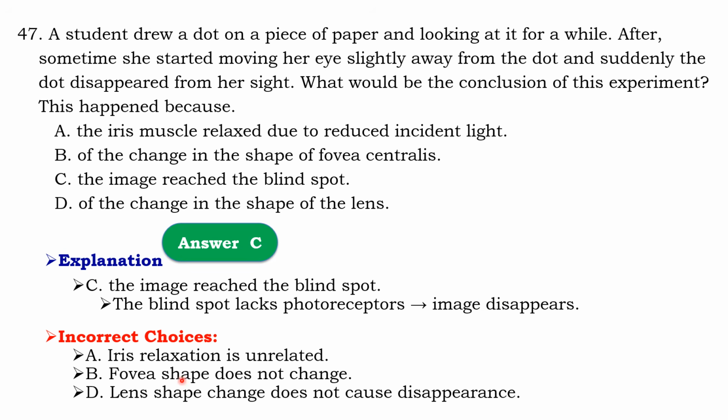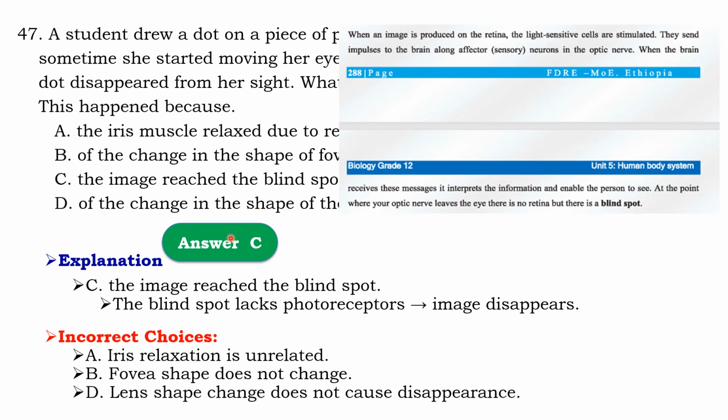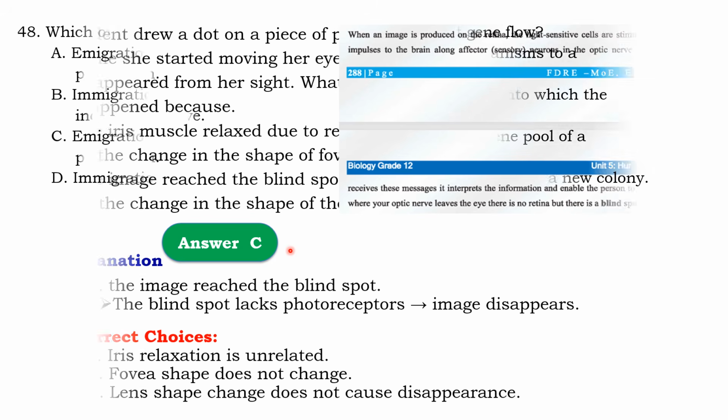And also looking at the choices: option A, iris relaxation is not related; option B, fovea shape does not change; option D, lens shape change does not cause disappearance. So the answer should be C. We can look at Biology Grade 12: at the point where the optic nerve leaves the eye there is no retina but there is a blind spot. So the answer should be C.